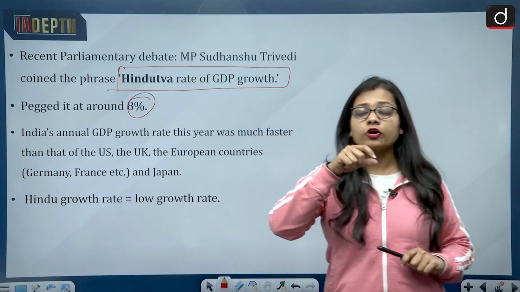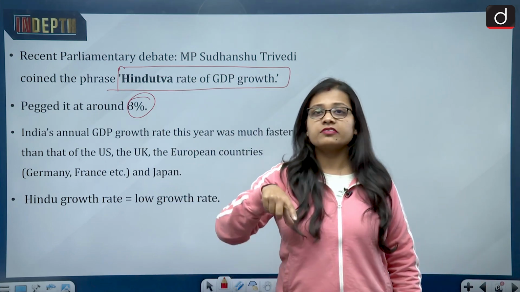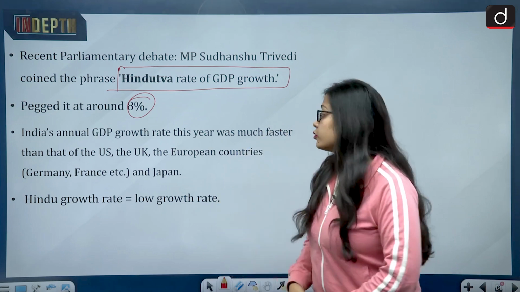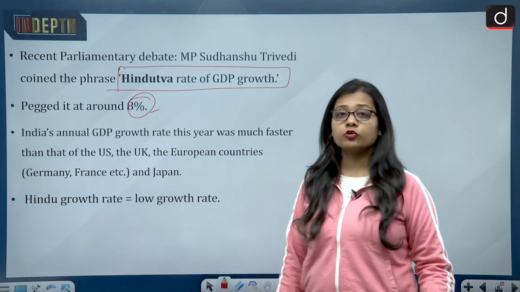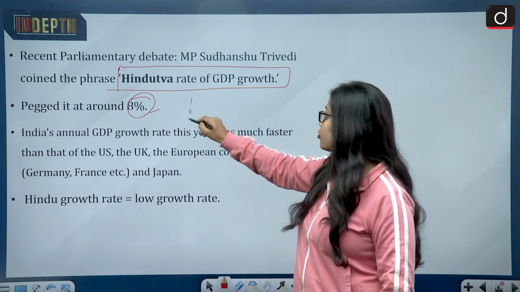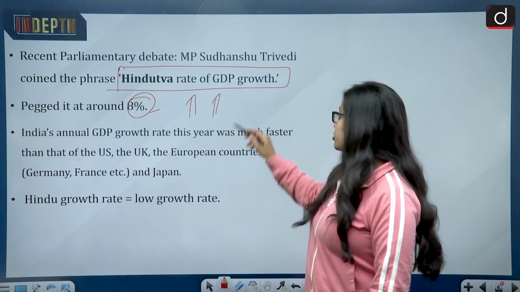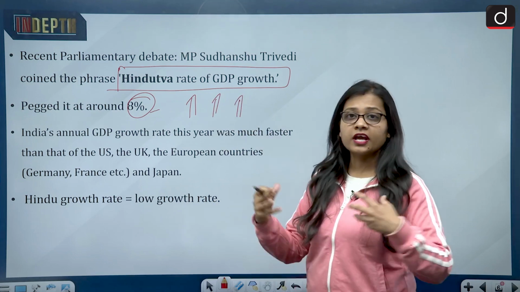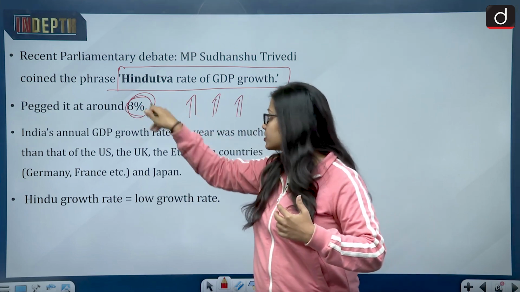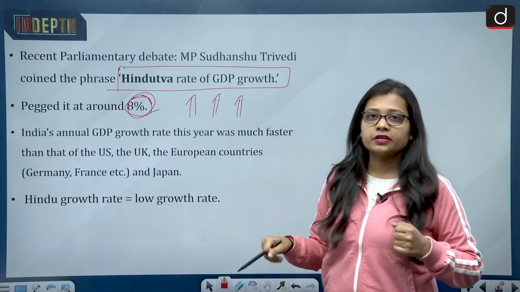So when we are talking from India's perspective and we are saying that the GDP growth is around 8%, what are we talking about, or what are we projecting? We are projecting that the economy is doing well, that the economy is growing, that the production is happening, and it is visible because the GDP growth rate is around 8%.